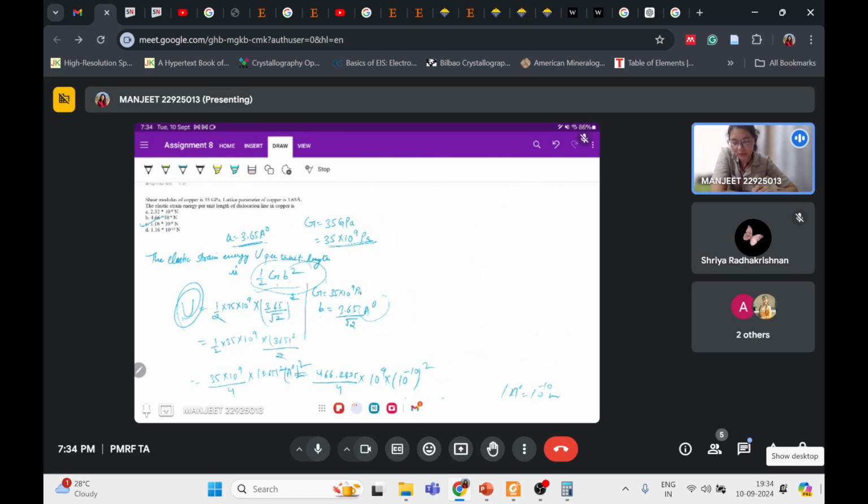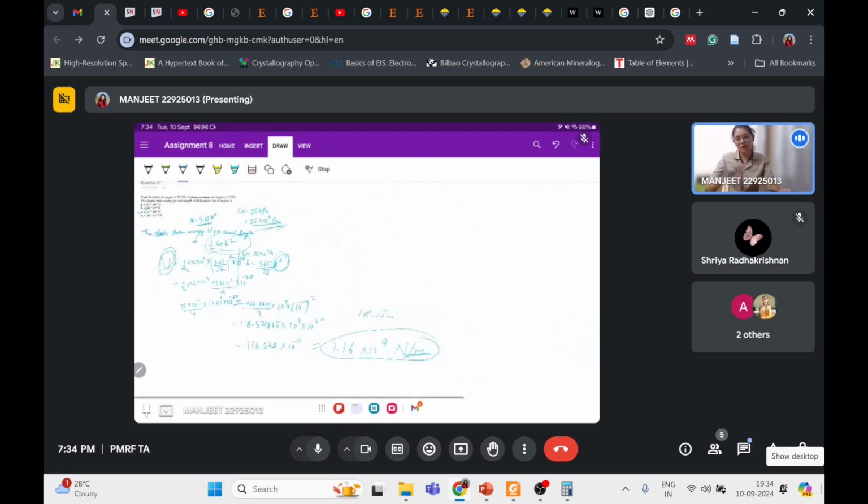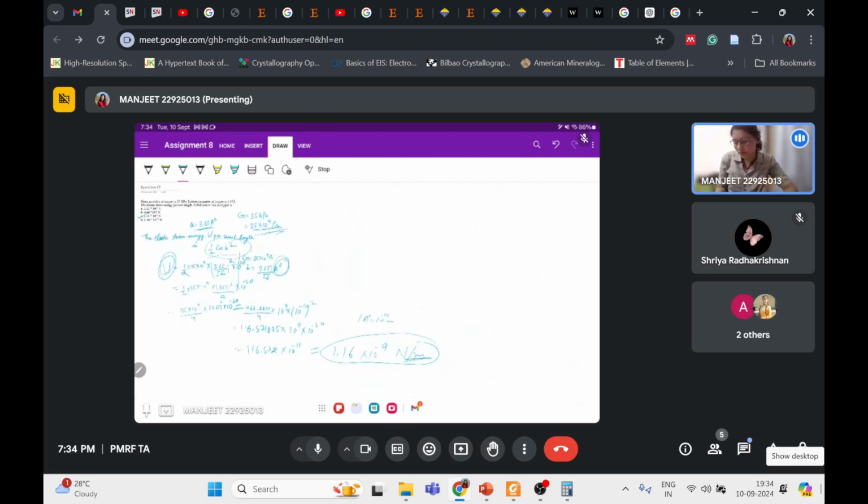B will be 3.65 divided by root 2, and we have to take the square of this one. Also we forgot to take the unit of angstrom, because we have already done this in SI unit, so we also have to take this value 10 to the power minus 20. Substituting this, you will get 1.16 into 10 raised to power minus 9 Newton per meter. Okay, so this is about this question.